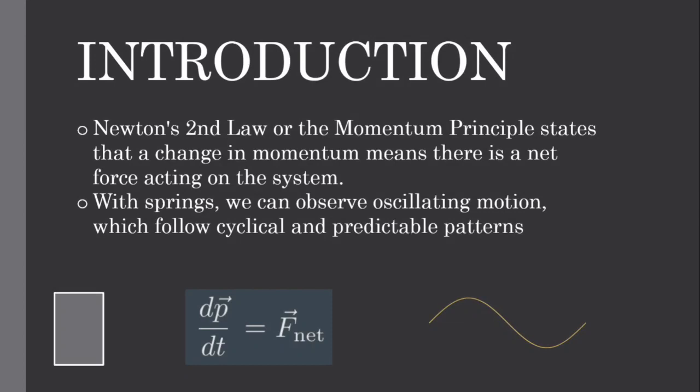Newton's second law, the momentum principle, states that the change in momentum of a system means that there's a net force. This is nothing new. However, when we apply this to a spring, we can actually observe oscillating motion. An oscillating motion typically follows cyclical and predictable patterns, which we can analyze in both the x-axis and also the y-axis.